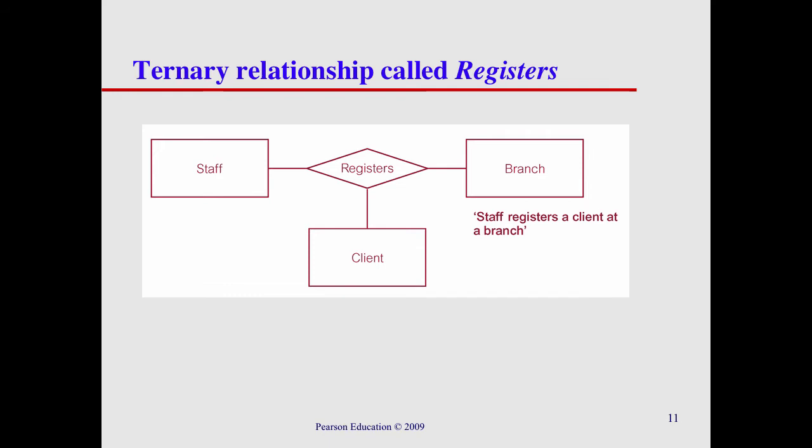And what other thing do you notice that's absent here? No arrow. So it's no longer directed. Okay, so it's an undirected relationship. So if it's beyond binary, you use a diamond and you do not direct it.